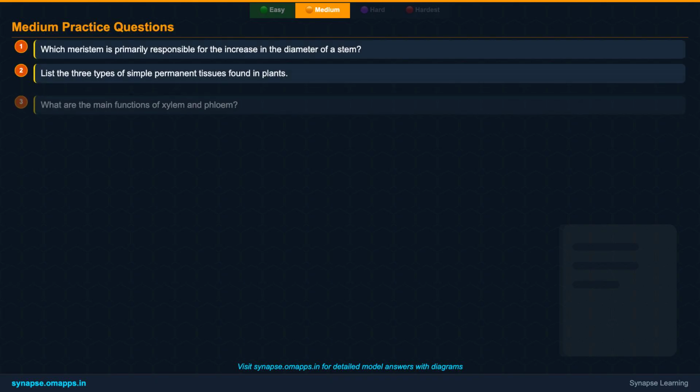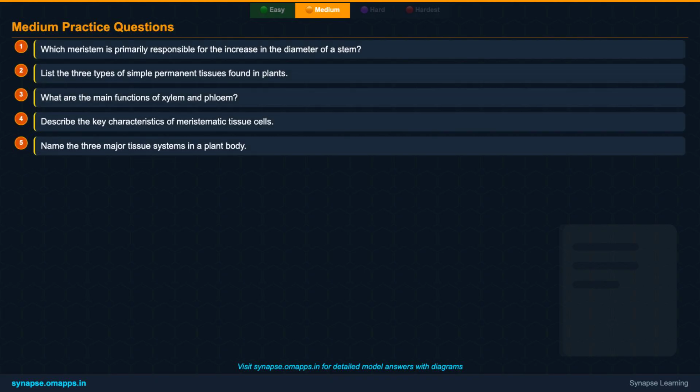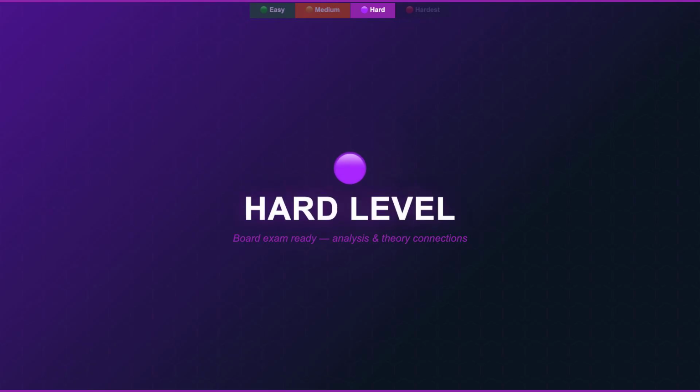Time to practice your medium-level understanding. Consider these 5 questions. Which meristem is responsible for increasing plant girth? Name the 3 types of simple permanent tissues. What are the main functions of xylem and phloem? Which permanent tissue provides flexible support? And finally, list the 3 major plant tissue systems. Pause and try to recall the key details we've just covered. Excellent progress.